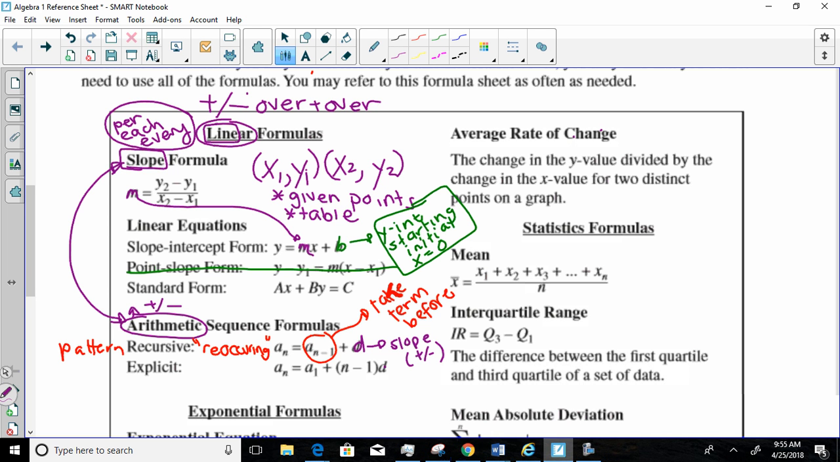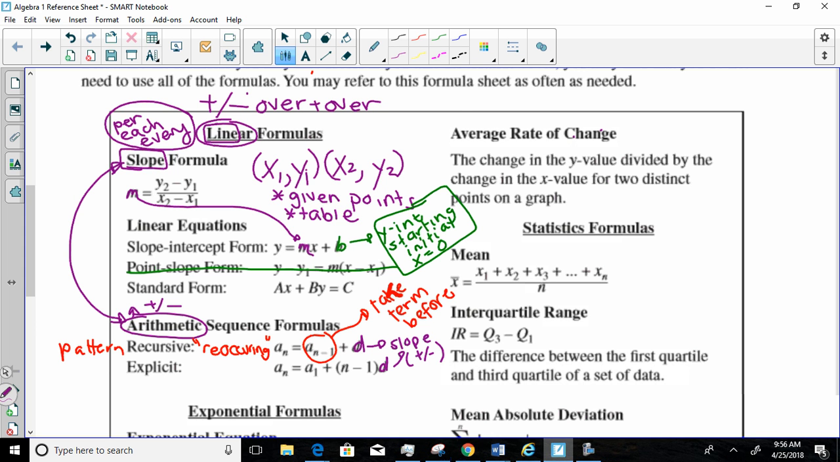So D in both these means difference. It's just another word for slope. So if you see D or anything like that, it's difference, and it's just another word for slope. So notice that I put m, I put the slope formula, and I put D all in the same color because they're all the same thing.